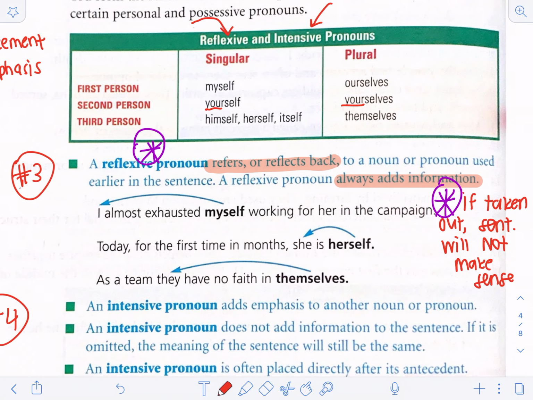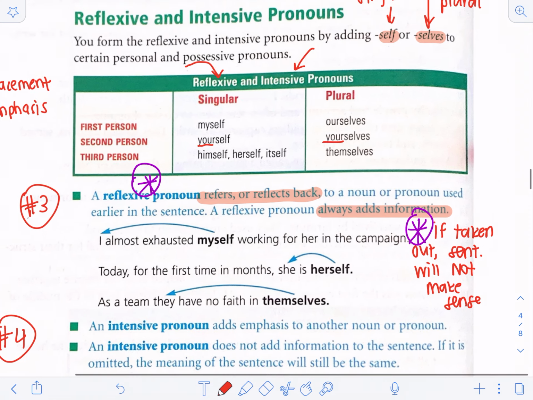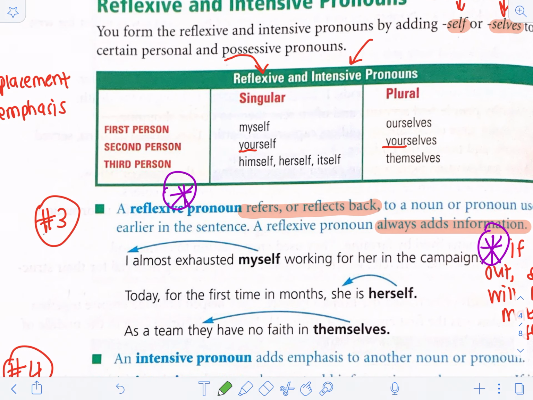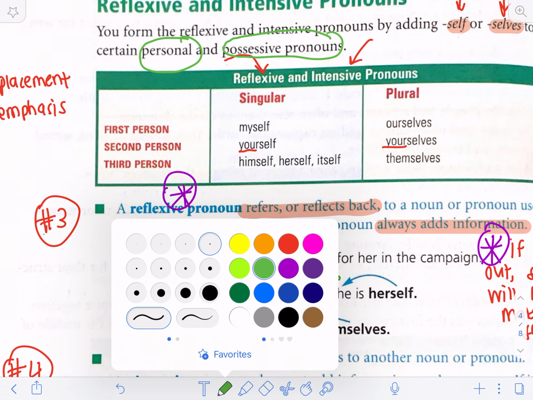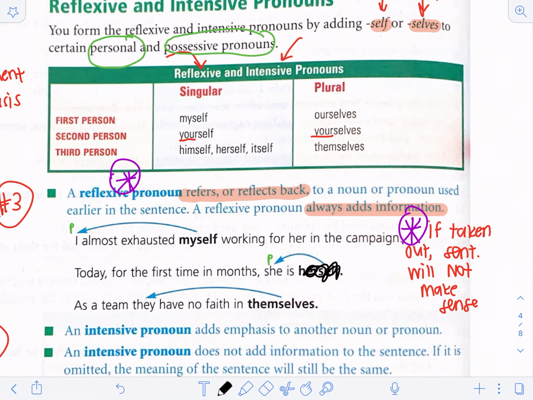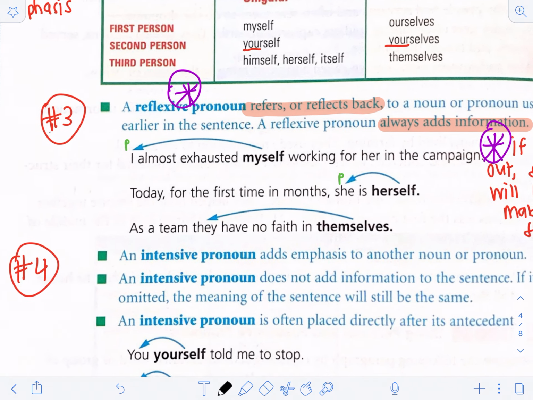Today, for the first time in months, she is herself. Herself is reflecting back to a certain pronoun. Note over here, I forgot to do it on number one. I is a pronoun. She is a pronoun. If you look at the top of our notes, they always replace other pronouns, specifically personal and possessive. If I were to cross out herself, today for the first time in months, she is. Looking at my note, if it's taken out of the sentence, it will not make sense.